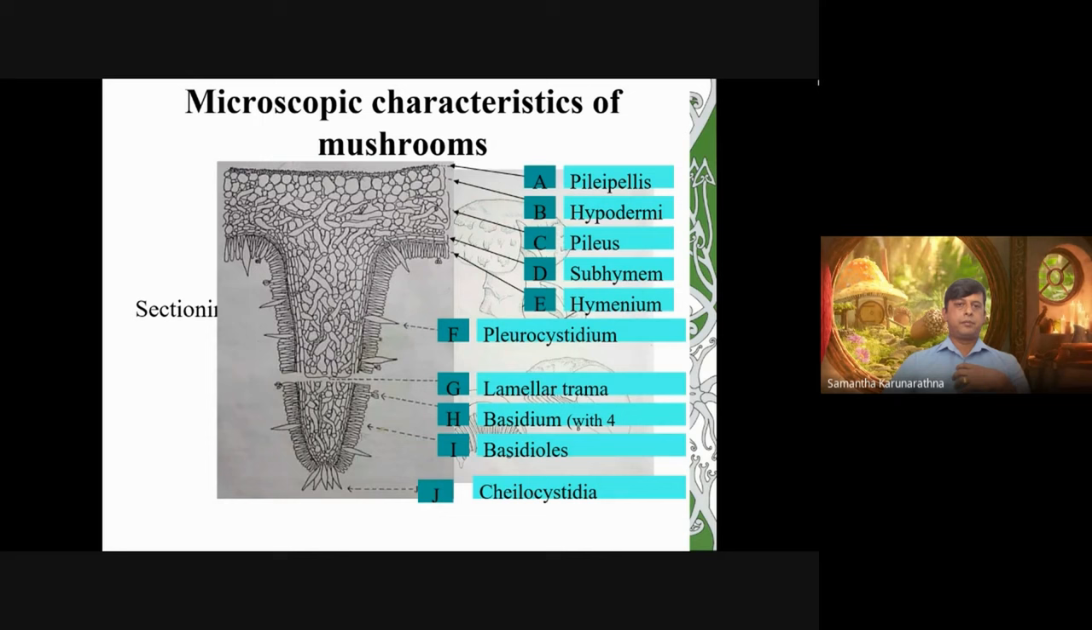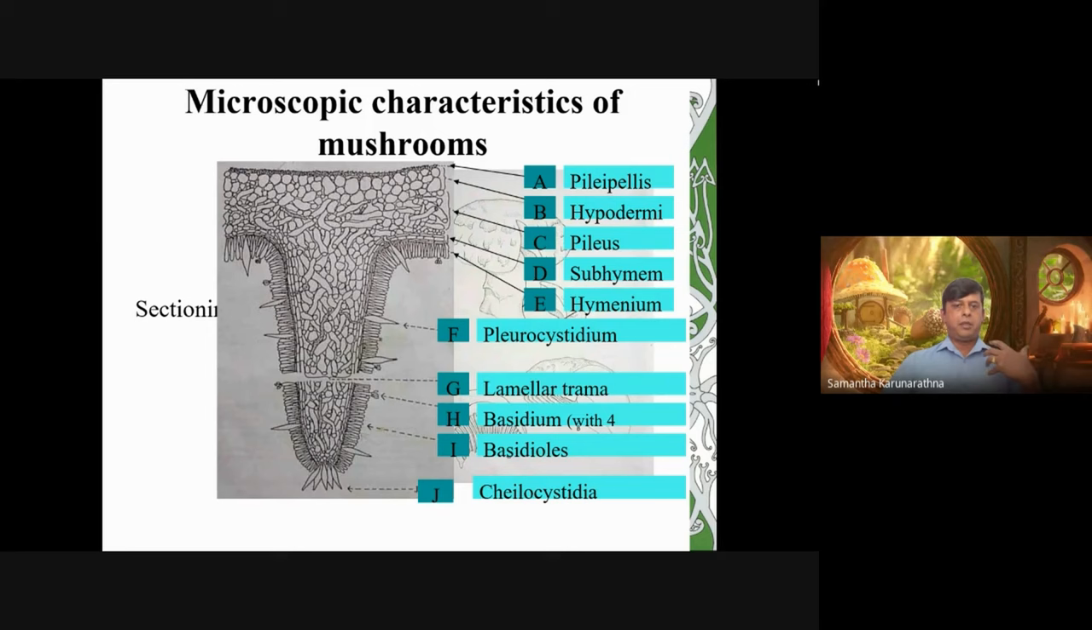When you observe under the microscope, you should see these parts in the gills. The top part we call the pileipellis, that means the top of the cap here. Below the pileipellis, you can see the hypodermis. Below that, you see the trama. And we call this part the subhymenium and hymenium. Depending on the different cells, we call them different names.